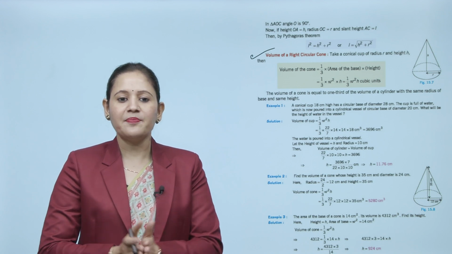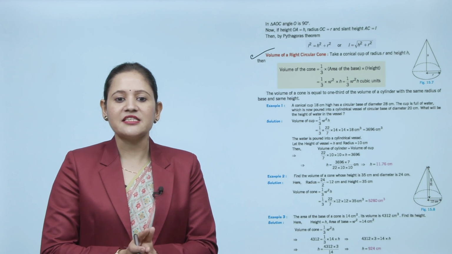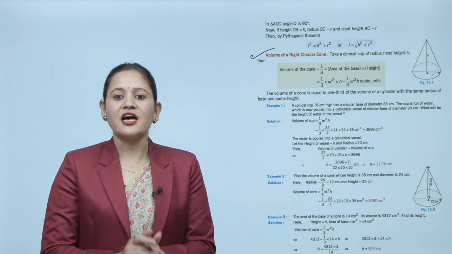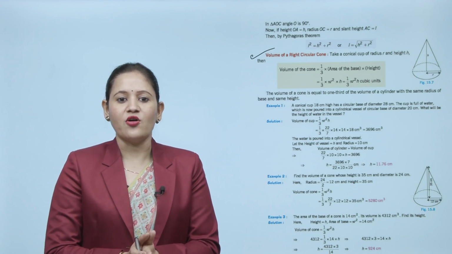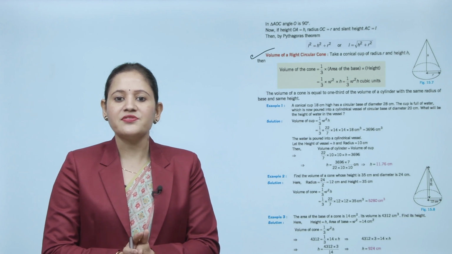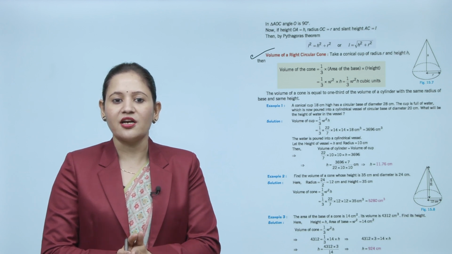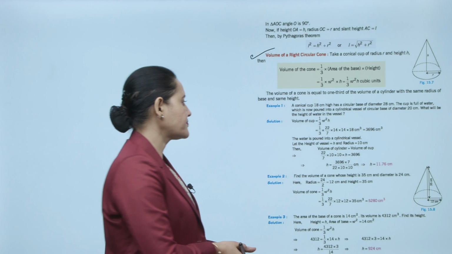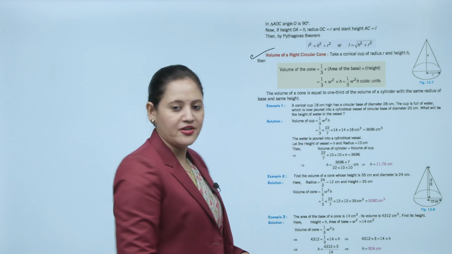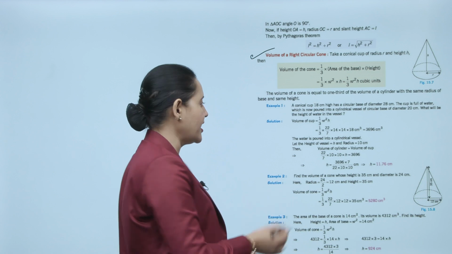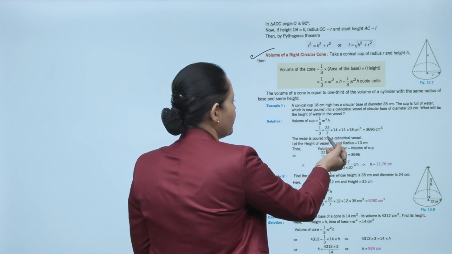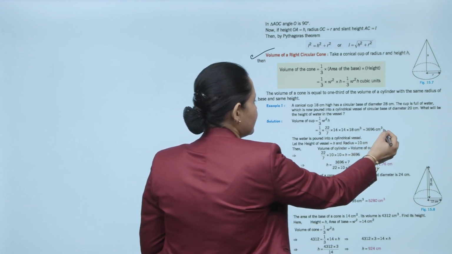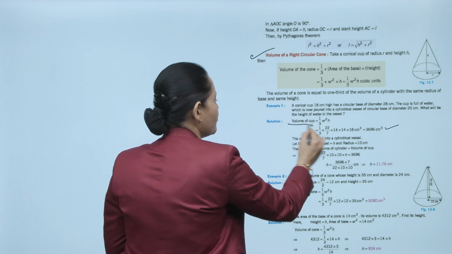Let's take an example. A conical cup 18 centimeter high has a circular base of diameter 28 centimeter. The cup is full of water which is now poured into a cylindrical vessel of circular base of diameter 20 centimeter. What will be the height of water in the vessel? Let's see the solution. First we find the volume of the cup, that is 1/3 pi r square h. 1/3 into 22/7 into 14 into 14 into 18, that is 3696 centimeter cube.